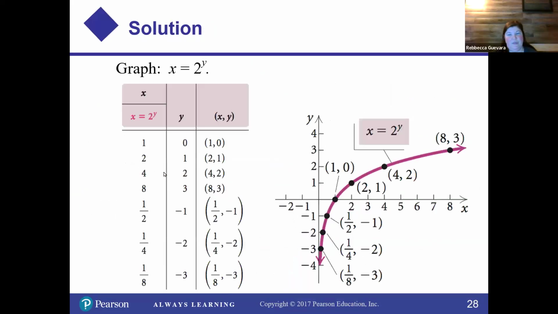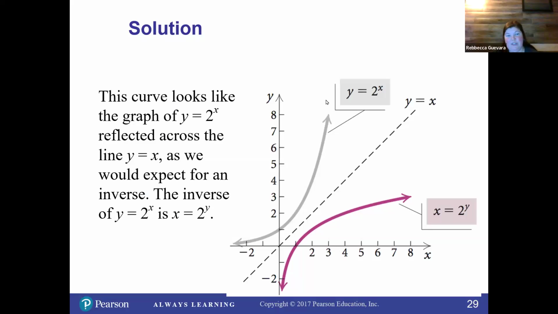Just to show you, once again, that's what the two graphs look like together. So y equals 2 to the x. Remember that here I could not have y values that were negative, so I have a horizontal asymptote. So there's a horizontal asymptote here at y equals 0.